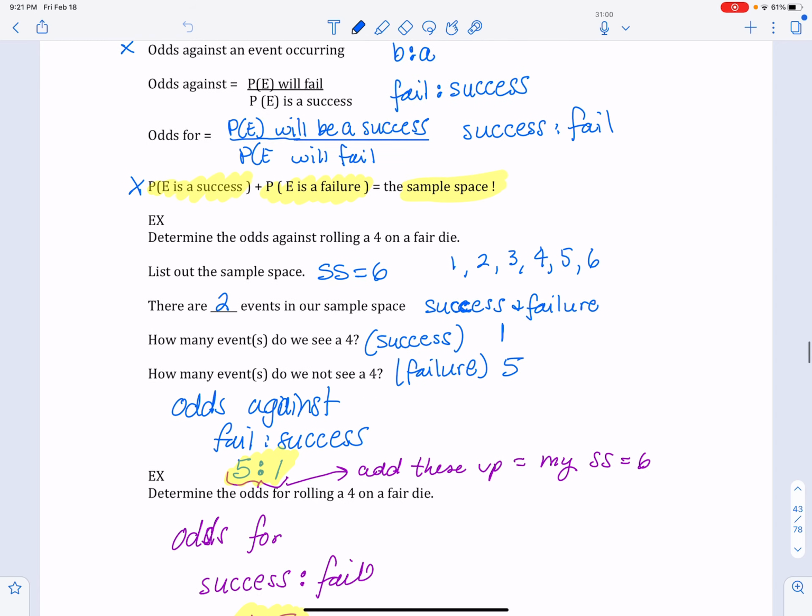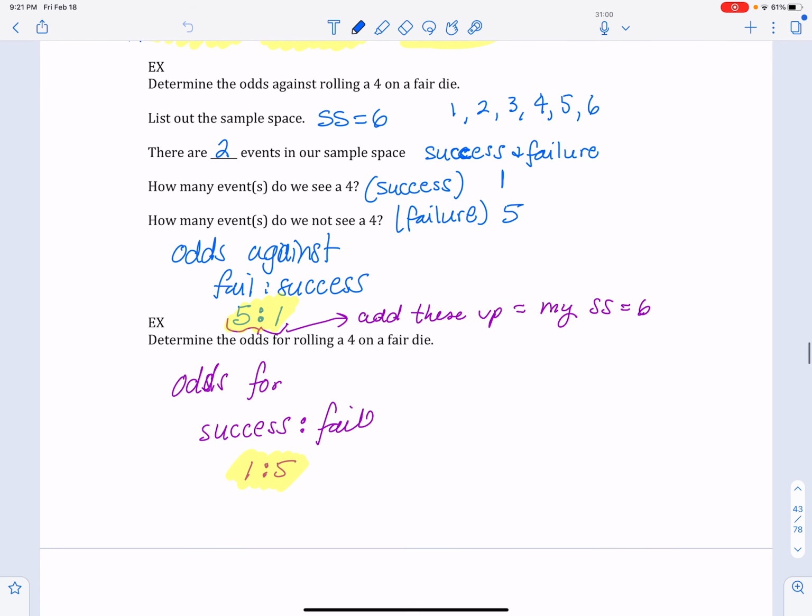So let's see this in action. Let's look at the next example. It says determine the odds against rolling a 4 on a fair die. So we're basically looking at odds against. Our sample space is 6, and a die has 6 sides: 1, 2, 3, 4, 5, and 6. So we want to know the odds against rolling a 4. Well, I know the odds for rolling a 4 are 1 over 6, or it being successful is 1, because there's only one side that has a 4.